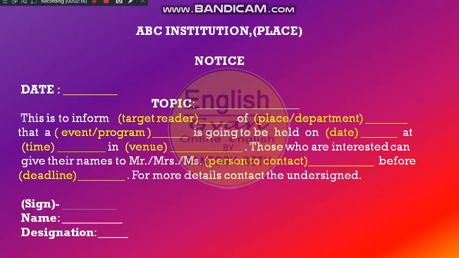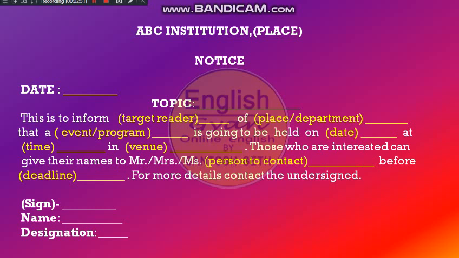Then in the left hand side you have to mention the date of writing the notice. Then in the middle the name of the topic. What is the event? What is the program? And then comes the content part in which all the necessary details are written. At the end, you write your name, but before that, you put your signature and at last, you write your designation. In which capacity you are writing that notice? You are drafting that notice in a particular designation so that you have to mention there.